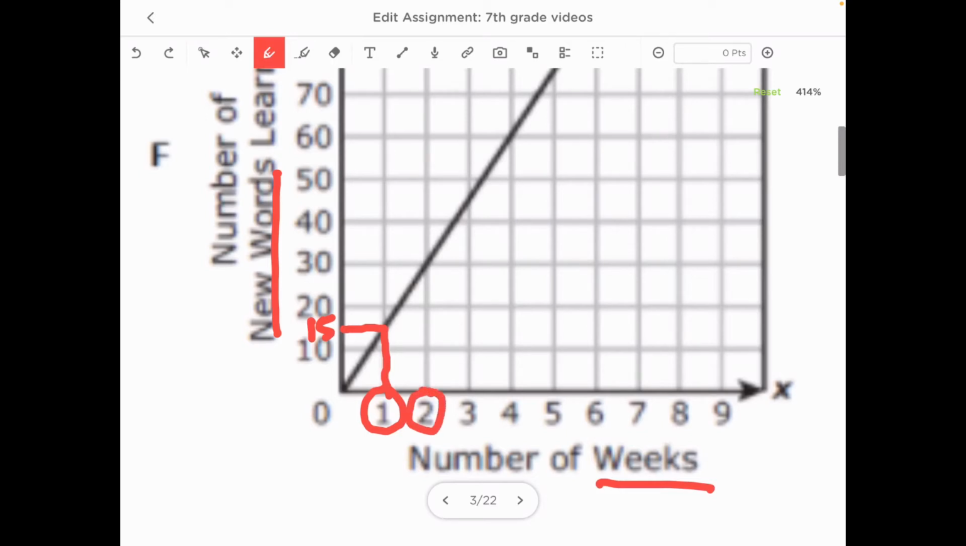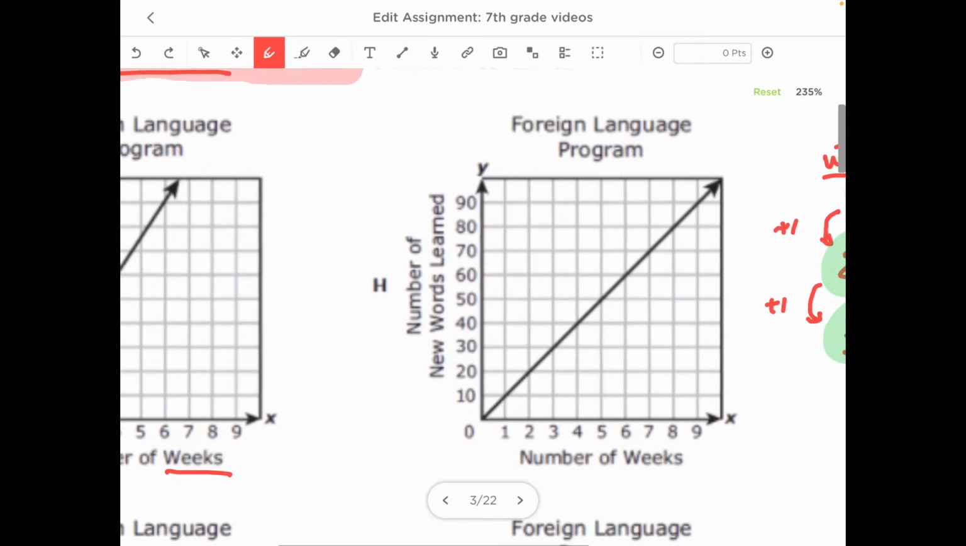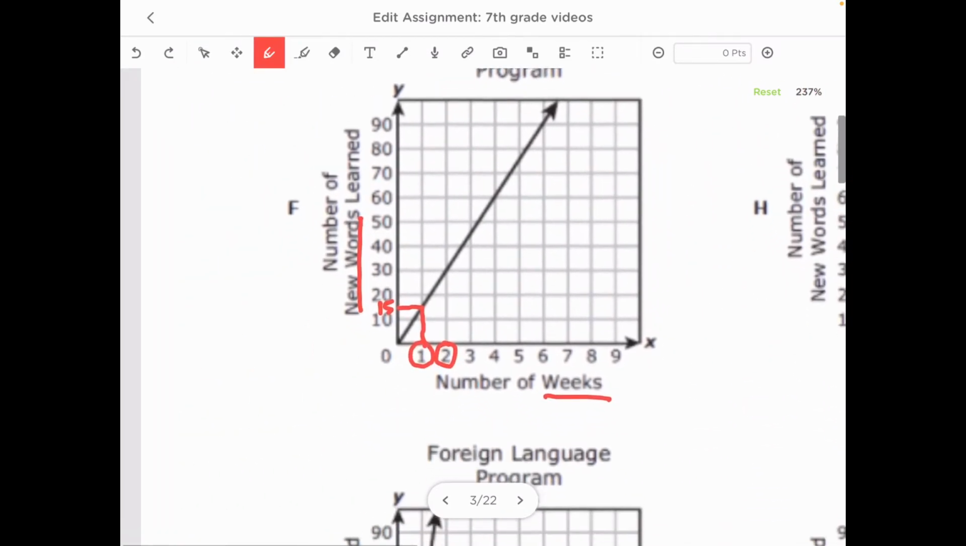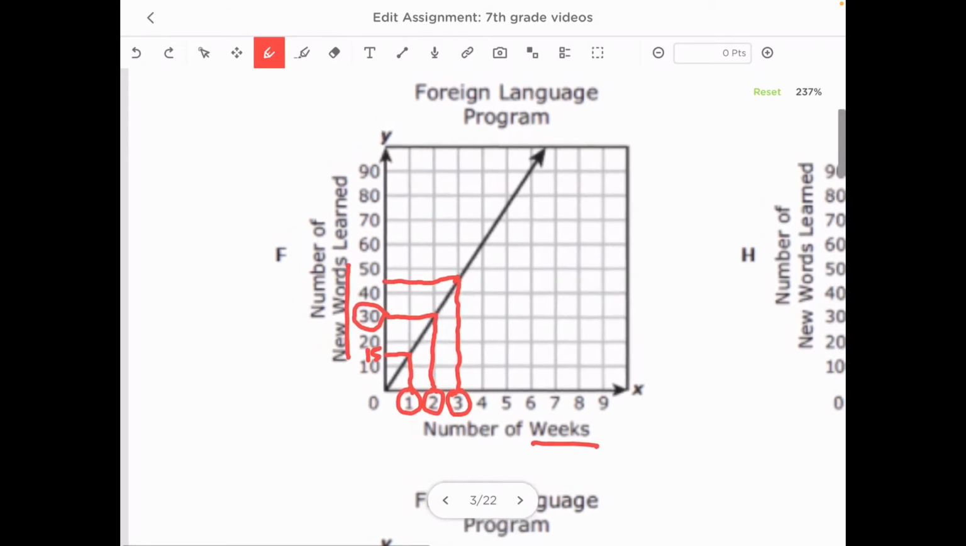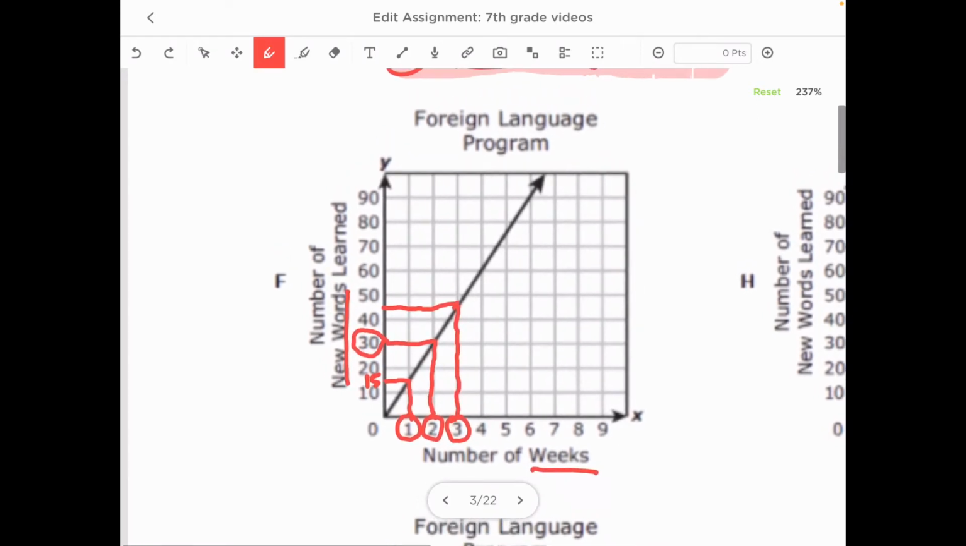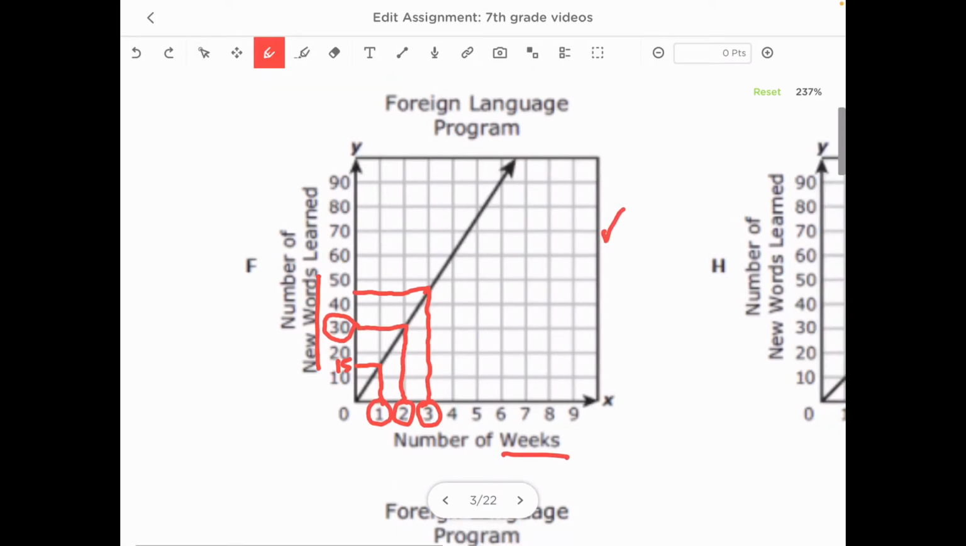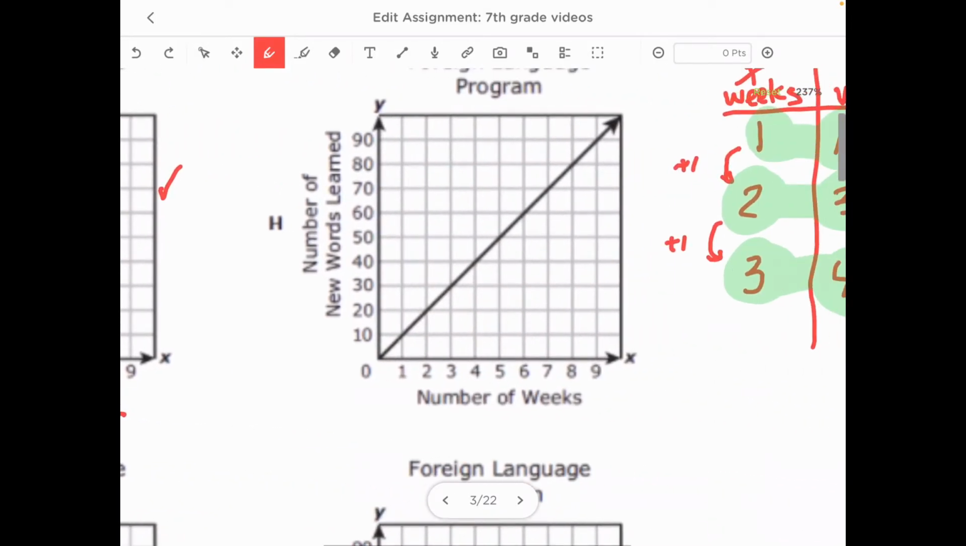In 2 weeks, remember that he learned 30 words. So let's try. Go up until we touch our function, then we're going to go over. Okay, we're at 30 words. Let's go to week 3. We should be at 45 according to our table. Looks like we're in between 40 and 50. That looks like it might be 45. So this is a possibility. I'm just going to put a little check mark next to it. But let me go ahead and eliminate these other answer choices, okay?